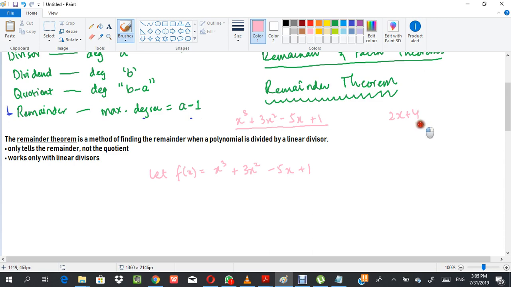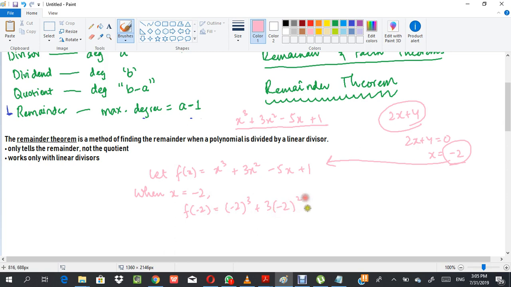Now I'll come to my divisor. I'm going to equate this to 0. So 2x plus 4 is equal to 0 gives me x is equal to negative 2. Now I am going to put this negative 2 in this function here, which means that I will put negative 2 everywhere I have x. So when x is equal to negative 2, f of negative 2 is equal to negative 2 cubed, add 3 times negative 2 squared, minus 5 times negative 2, add 1.